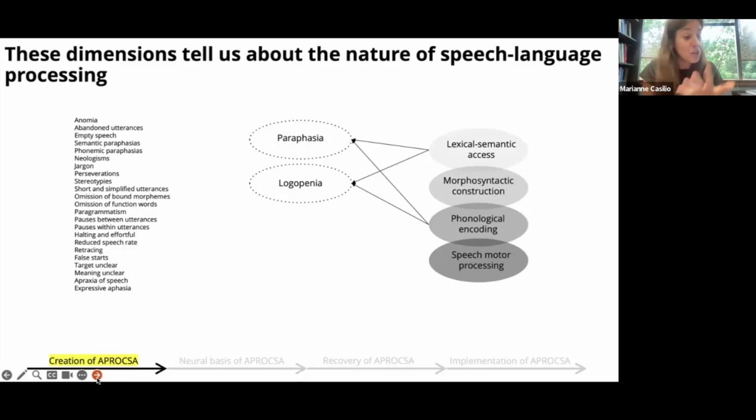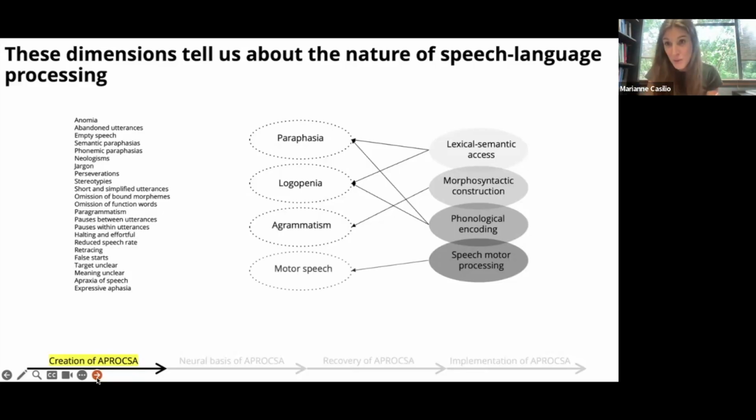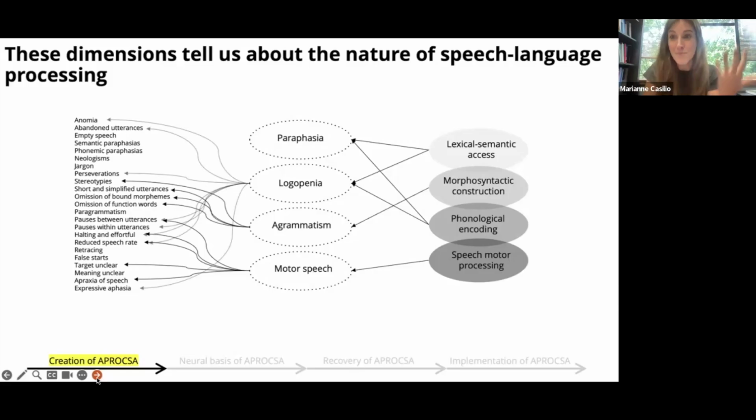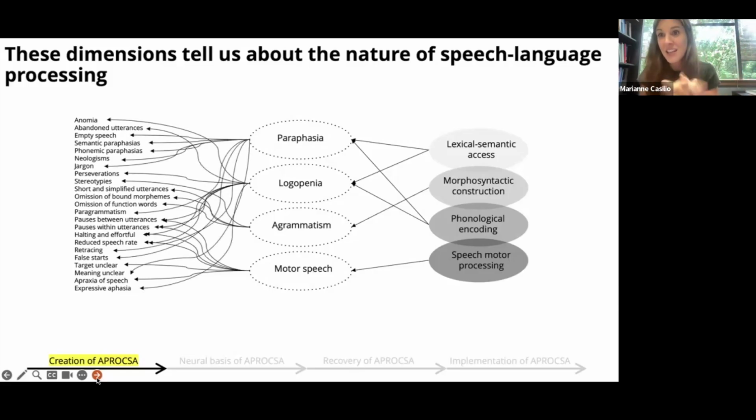In terms of the other two, they're a little bit more straightforward. Morphosyntactic construction we can see as being reflected within agrammatism, and then speech motor processing we can see as being reflected in motor speech. And then those in turn are linked to these sets of readily measurable and observable features that are actually part of the APROCSA system.